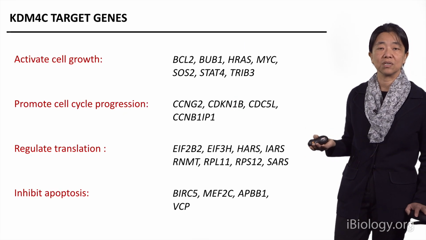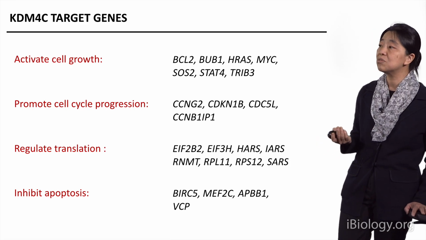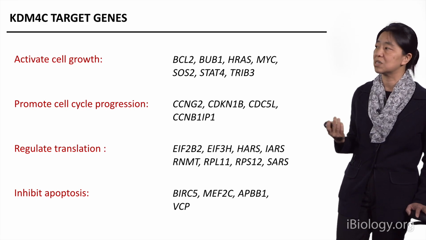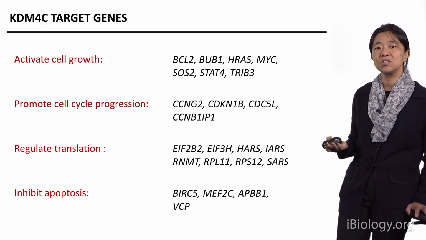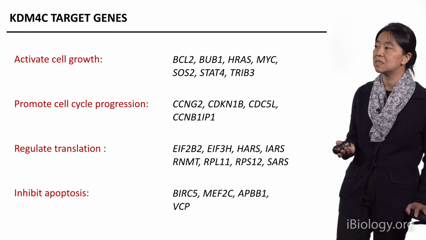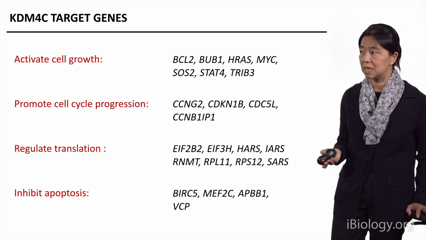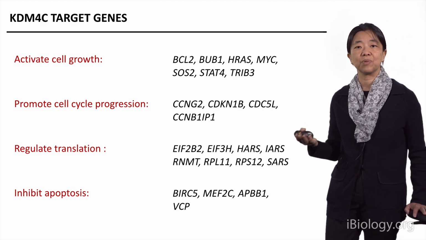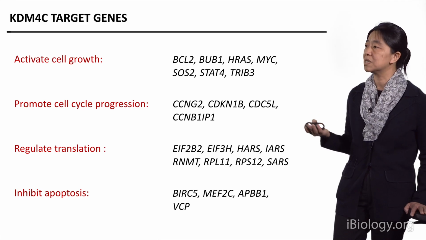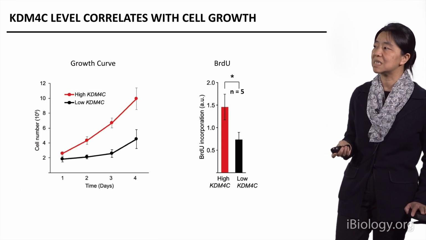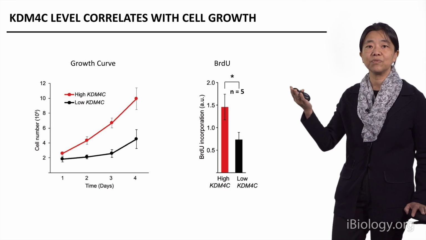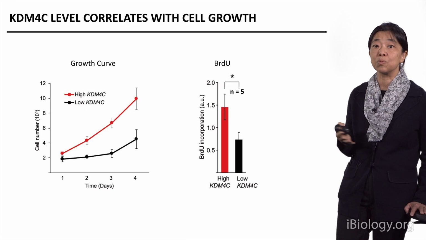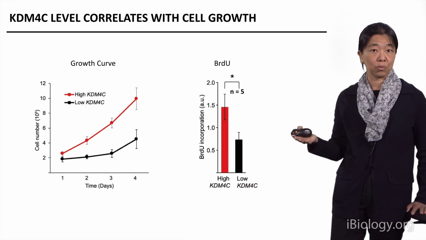So who are these target genes of KDM4C? They include many genes that activate cell growth, including well-known genes such as MYC, HRAS, and other genes that promote cell cycle progression, and genes that regulate translation. So if KDM4C indeed regulates the expression level of these genes that influence cell growth, we should be able to see that individuals who have high KDM4C level versus individuals who have low KDM4C will have different growth rates, or at least their cells should have different growth rates.